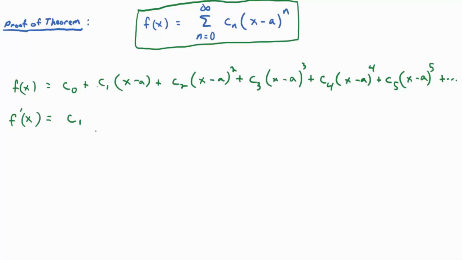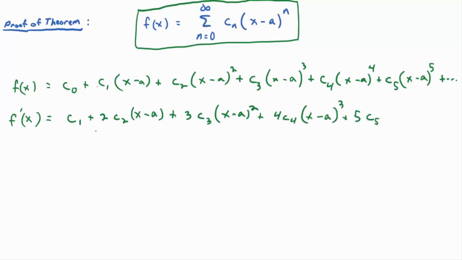OK, what's the next term? Bring down the 2. 2c2 (x minus a) to the 1 power, right? OK, let's go through this fast. What's the next one? 3c3 (x minus a) squared, right? Plus 4c4 (x minus a) cubed. Now, I'm starting to daydream, so if I make a mistake, let me know. Plus 5c5 (x minus a) to the 4th. Does that all look right to you? Plus dot, dot, dot. Yeah, this is like watching grass grow. But we got to do it to prove the theorem.